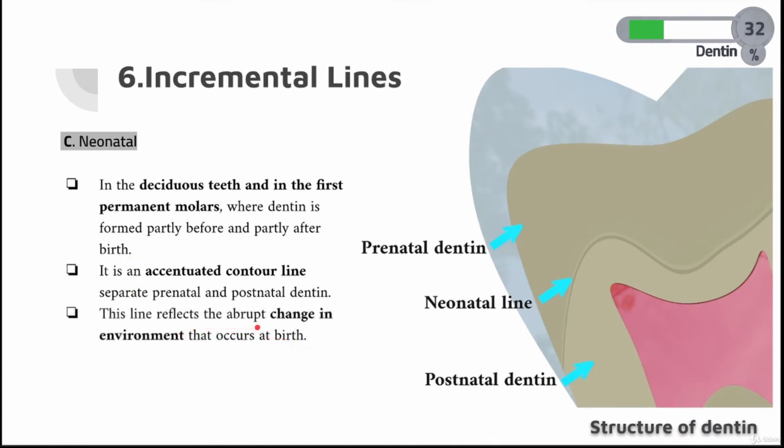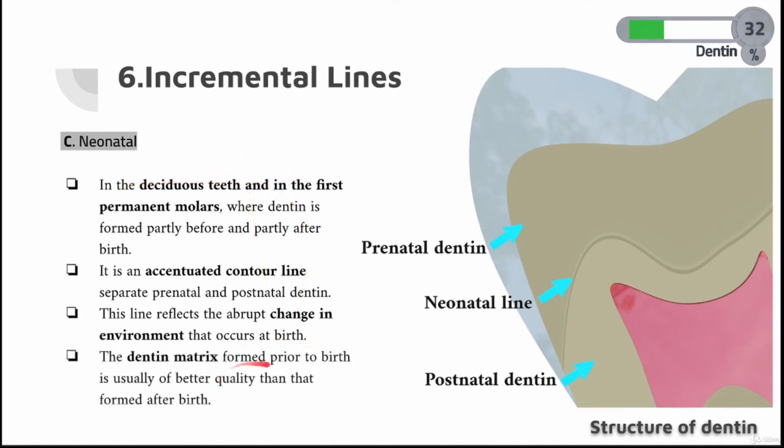This line reflects the abrupt changes in the environment that occur at birth. As we know, the feeding mechanism changed to the fetus after birth. So these changes in feeding and all environment reflected as neonatal line. The dentin matrix formed prior to birth is usually better quality than that formed after birth. Because dentin formed during pregnancy, not subjected to the environmental changes, so it is better quality.